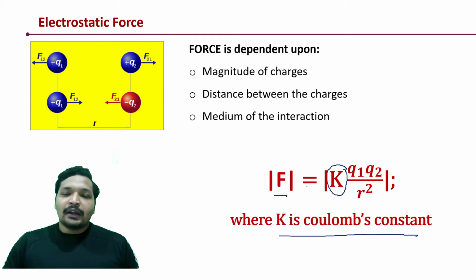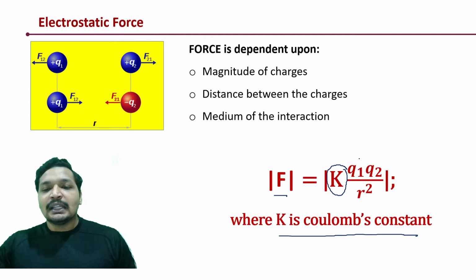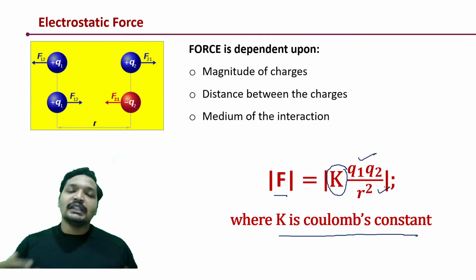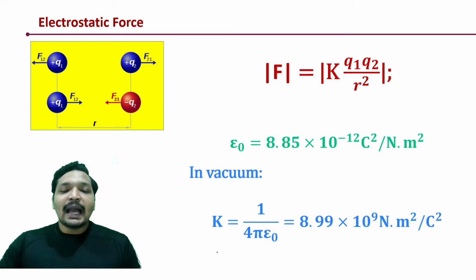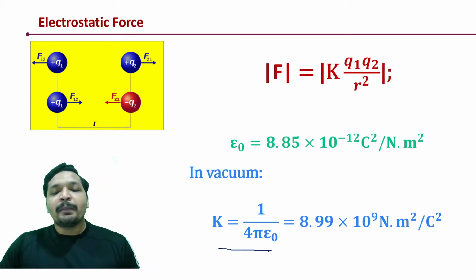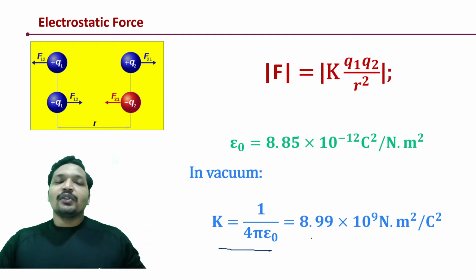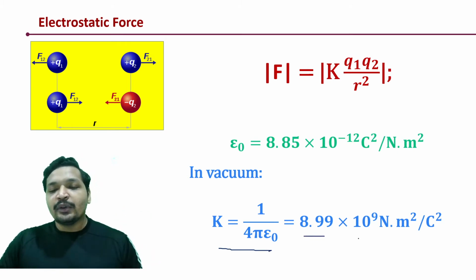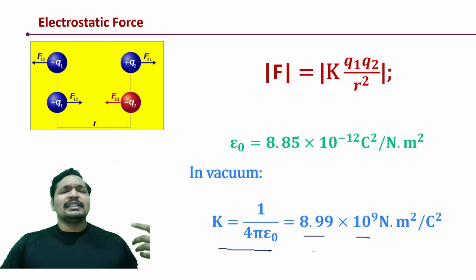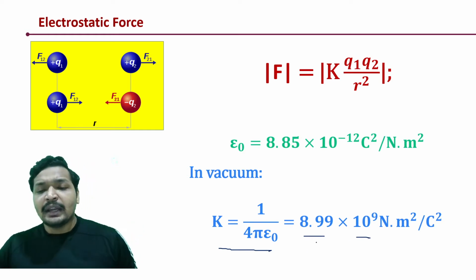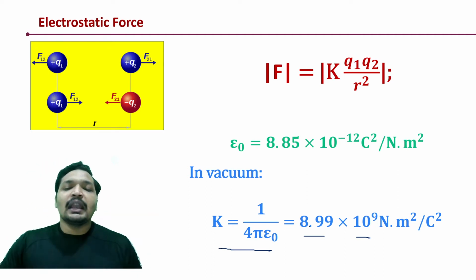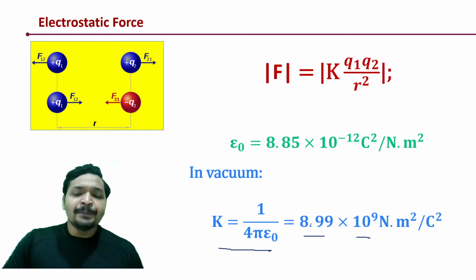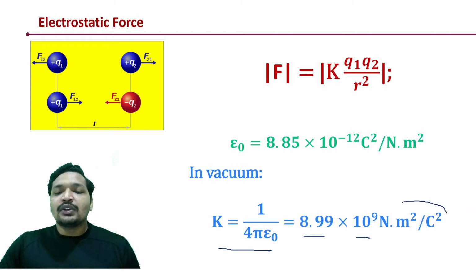This force is dependent upon the product of the magnitude of charges, and there is an inverse square relationship between the distance between the charges and the electrostatic force. And this K has a value 1 by 4 pi epsilon naught, which we generally use as 9 into 10 to the power 9. Generally it would be given in your books as 8.99, but for our examination or problem-solving purposes, we'll not be using 8.99 but rather 9 into 10 to the power 9. And the unit of Coulomb's constant is going to be Newton meter square per Coulomb square.